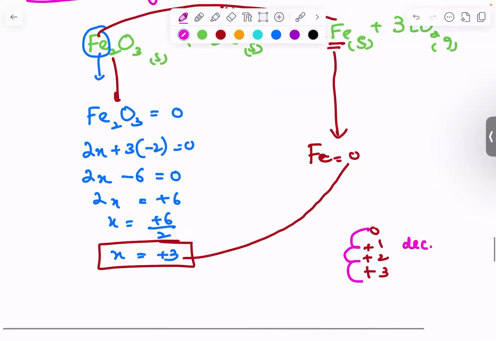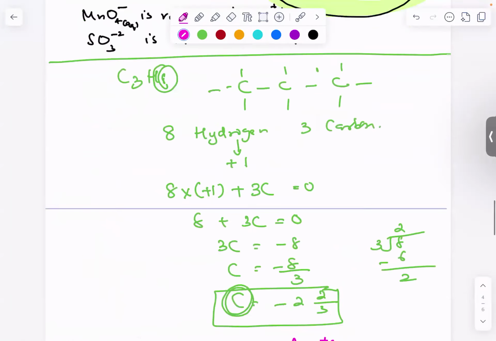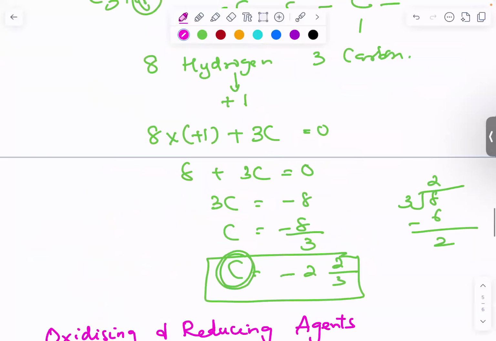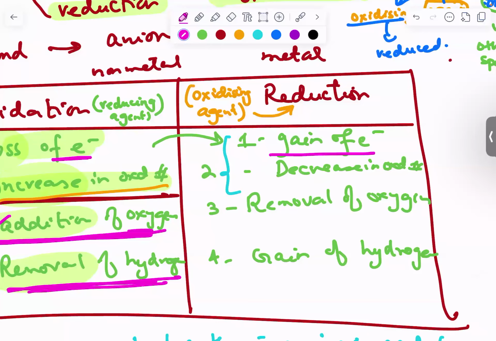And what is decrease? It is reduction. And the oxidizing agent gets reduced. Let me show you the definition: gain of electrons or decrease in oxidation number. So when there is a decrease in oxidation number, it is reduced. And what is being reduced? The oxidizing agent.